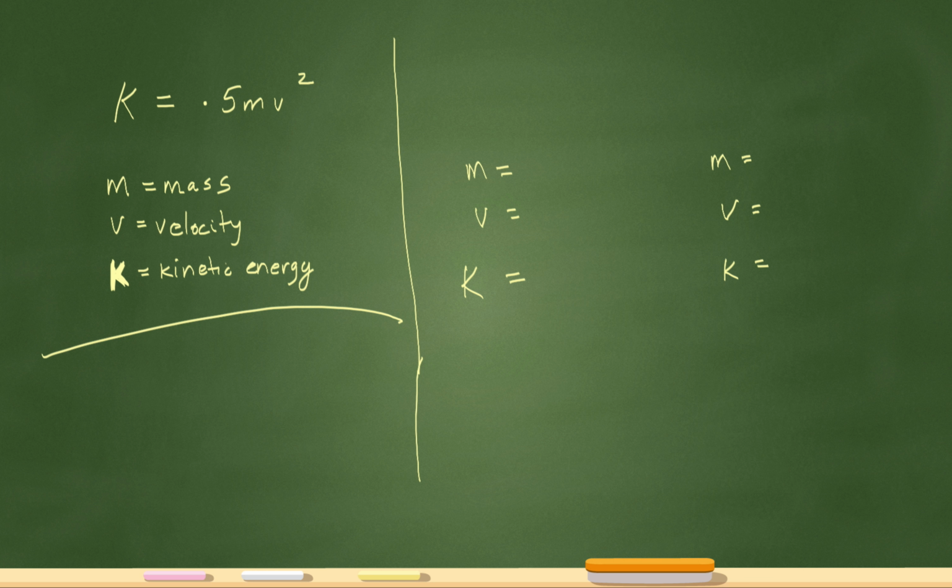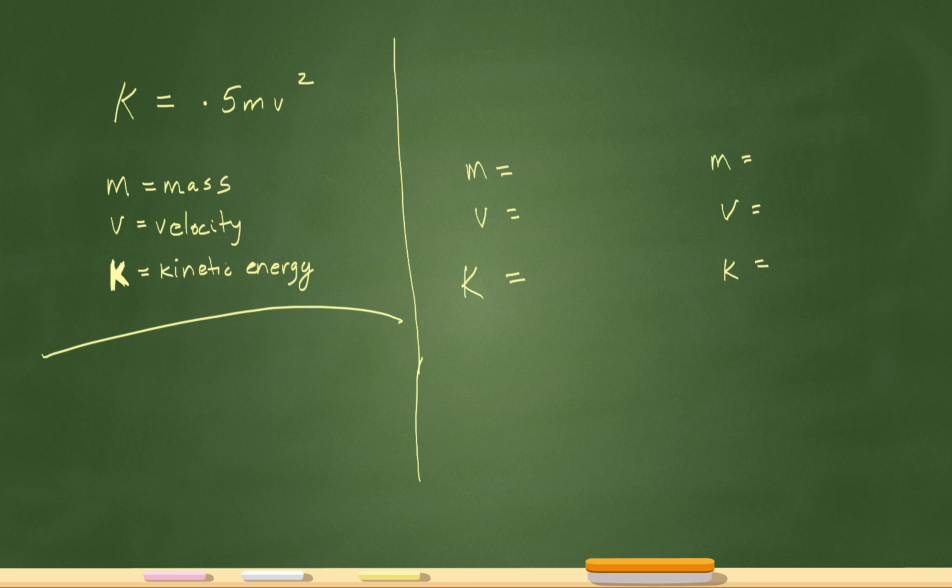For multiple reasons. One being, I like the strategy that we're going to use for this problem. I think it'll help you on multiple problems in the test. So let's check it out. They give me this equation, K equals 0.5 m v squared. They tell me that K is the kinetic energy, m is the mass, and v is the velocity.